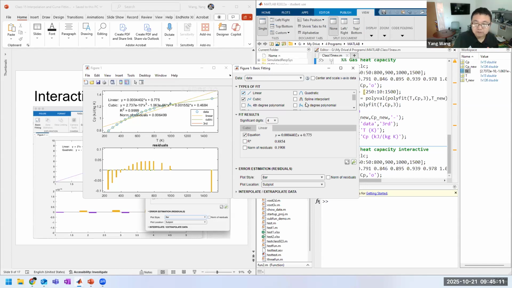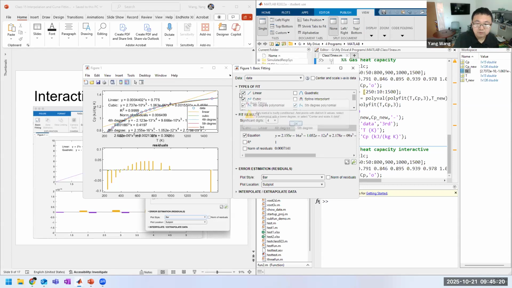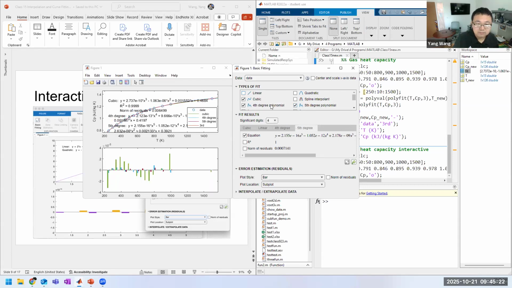You could also fit it with different orders, even higher orders, fourth order, fifth order. Let's say we remove the linear fit. So you can see this is the third order, fourth order. We can try fifth order. This is the equation over here. So let's not show the equation.